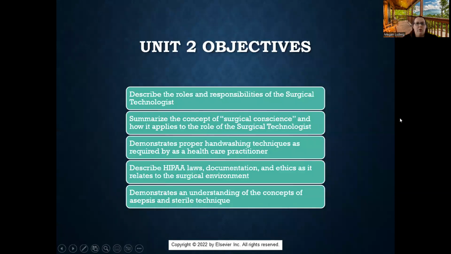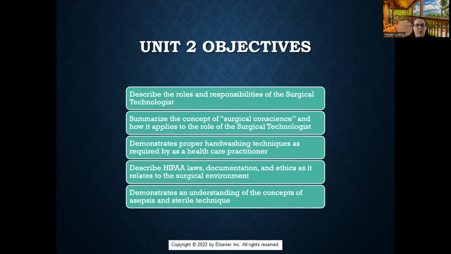So here are Unit 2 objectives. This is what we'll be talking about, and your assignments will be over this week. Pretty much every unit is going to be describing the roles and responsibilities of the surge tech, right? This is basically Surge Tech 101. You need to understand what you can and can't do. So every week we'll be discussing that.